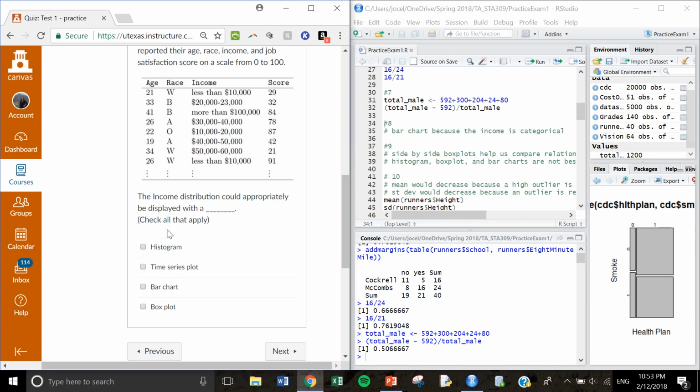So remember the difference between a histogram, a bar chart, and a box plot is histograms and box plots are used for quantitative data. Bar charts are used for categorical data. And then the question is, is income categorical or quantitative? And the answer is it's categorical because these are not numbers, they're categories. So this would be a bar chart. If the income had instead been, type in your exact income like $9,000, $22,000, $115,000, then you could use a histogram or a box plot. But because these choices are these categories, these ranges, we have to use a bar chart.